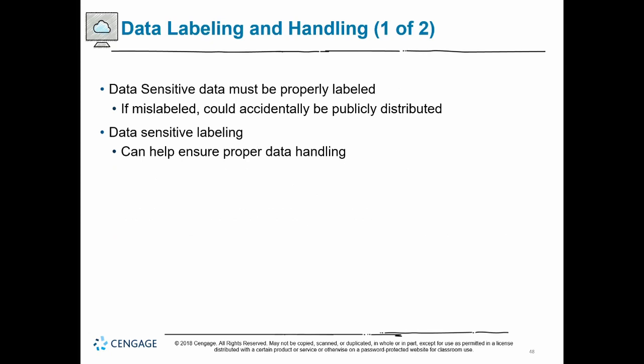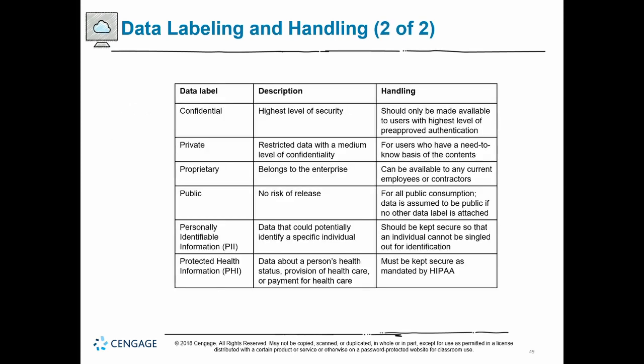Data labeling and handling. Data sensitivity. Data must be properly labeled. If mislabeled, it could be accidentally distributed. Data sensitivity labeling can help ensure proper data handling. Data labels: you have confidential, private, proprietary, public, PII, PHI.